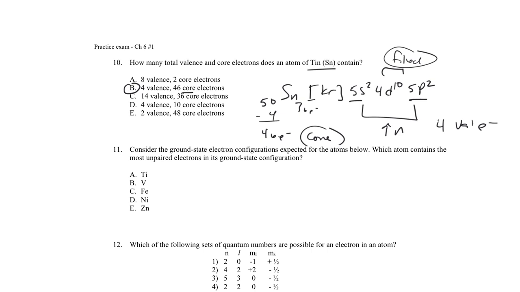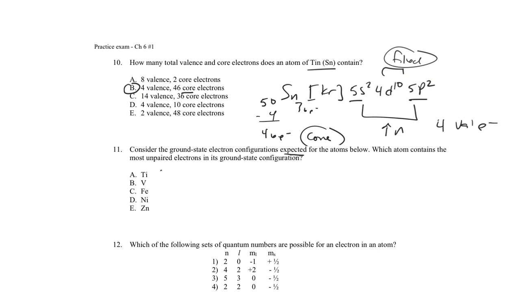Consider the ground state configurations expected for the atoms below. Which atom contains the most unpaired electrons? So this problem is cluing us in that in almost every case, if we ask you for a configuration, we're trying to get you to give the expected one, and not worry if these atoms might contain an anomaly. So just give us the ordinary configuration you expect.